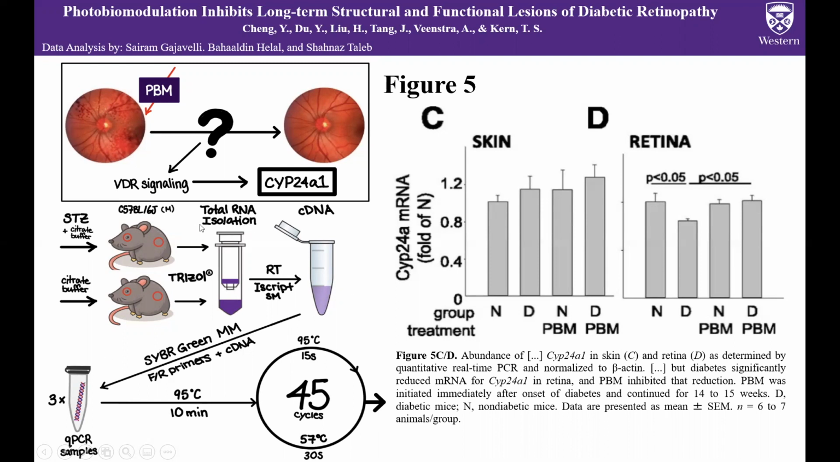To start, total RNA was isolated from the retina and the skin of diabetes-induced and normal male mice using the Trizol reagent, as shown in the schematic. Reverse transcription was then accomplished using the iScript supermix, and PCR triplicates were formed by adding CyberGreen master mix, cDNA, as well as gene-specific primers.